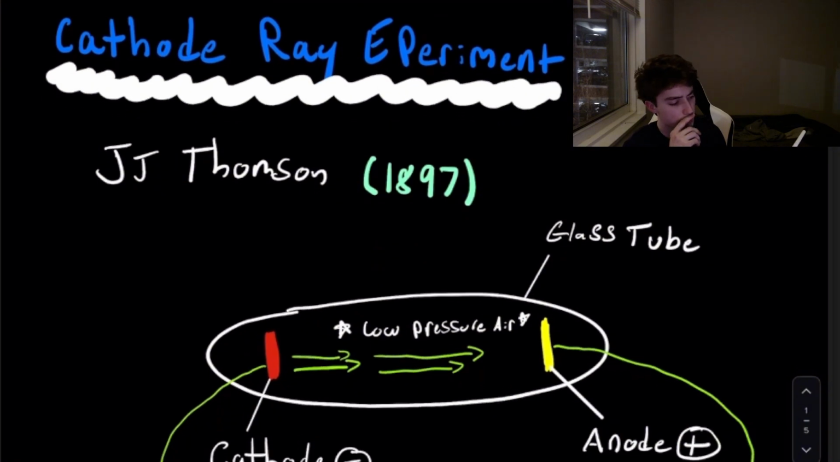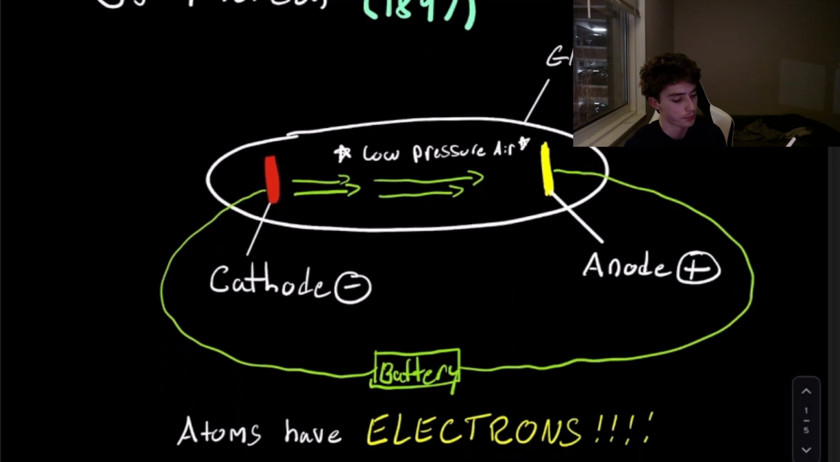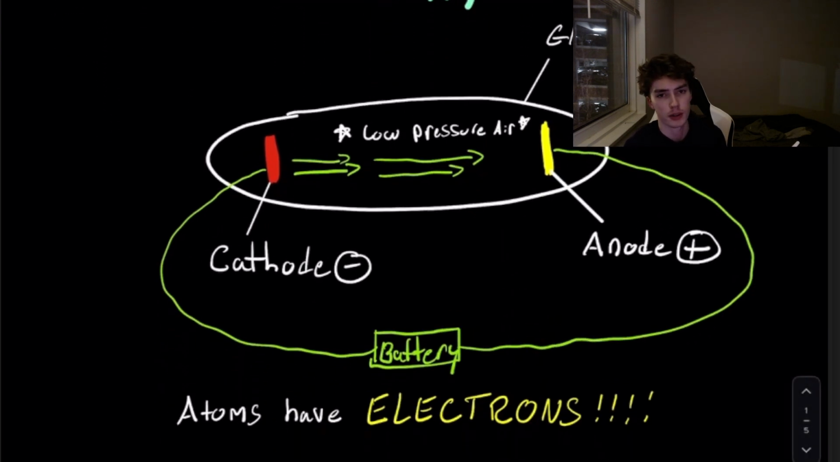The cathode ray experiment was done in 1897 by J.J. Thomson. Essentially, this experiment discovered electrons, right? Electrons are negatively charged particles found within atoms, and the setup of this experiment, the way he determined whether electrons exist or not, is he had this glass tube, and this glass tube had little to no air in it, so it was very low pressure.